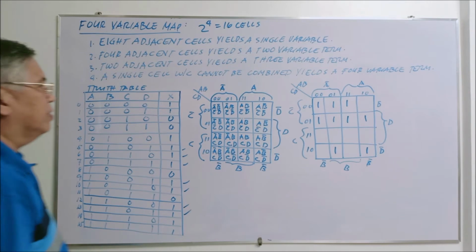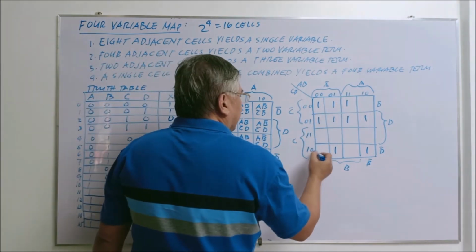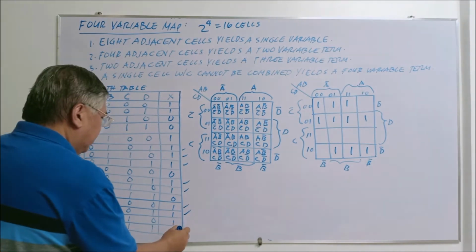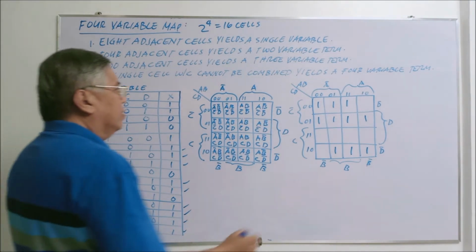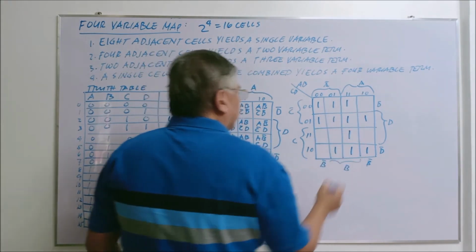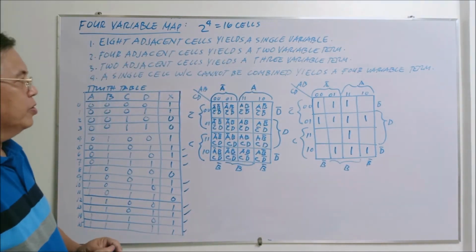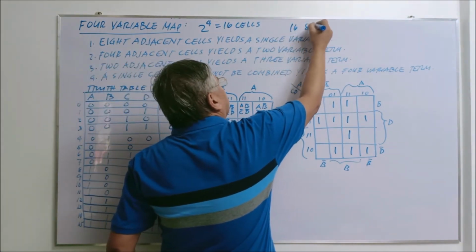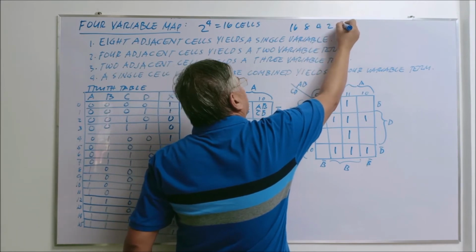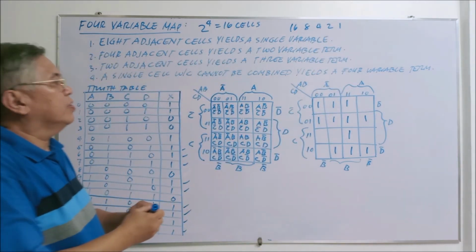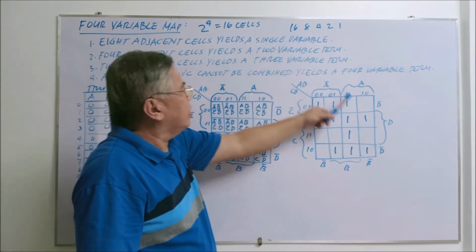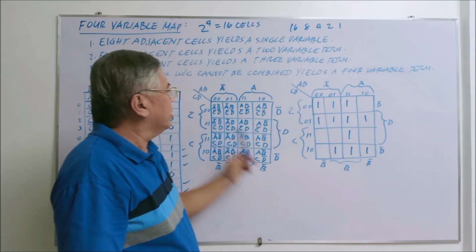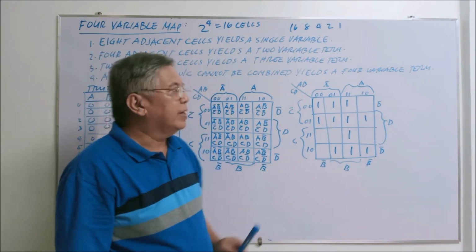1, 1, 1, 0. 1, 1, 1, 0. And then the last one is 1, 1, 1, 1. 1, 1, 1, 1. So the output there is 1. So again, the grouping will be 16, 8, 4, 2, 1. Okay? So if all 16 cells are 1, then that means that X will be equal to 1. Okay?